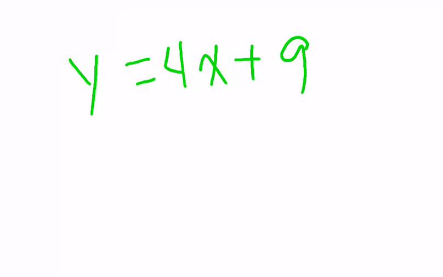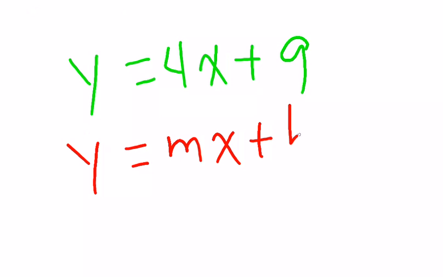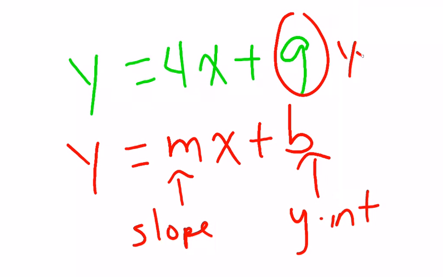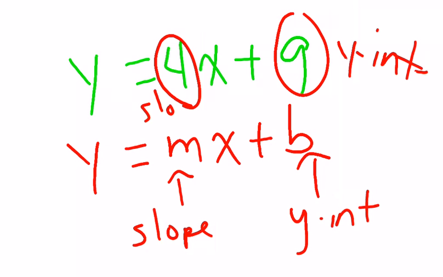Alright, they can also talk about slope and y-intercept. And so if we were given some sort of linear equation, they might ask you what is the slope and what is the y-intercept. So remember, these are always written as y equals mx plus b, and m is the slope and b is the y-intercept. So in this case, I would say that the y-intercept is 9, and 4 would be my slope.